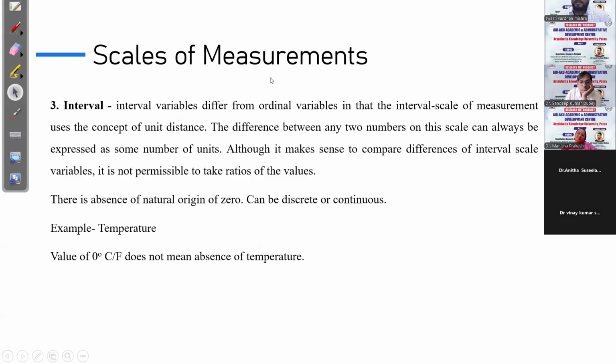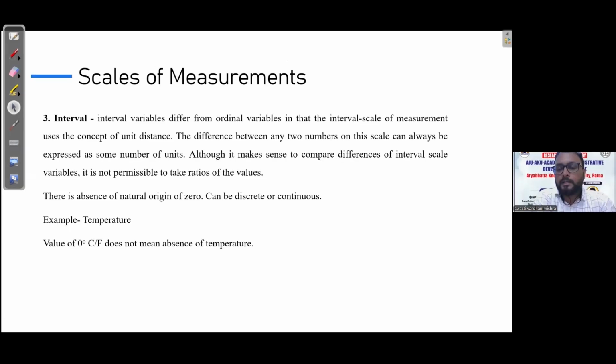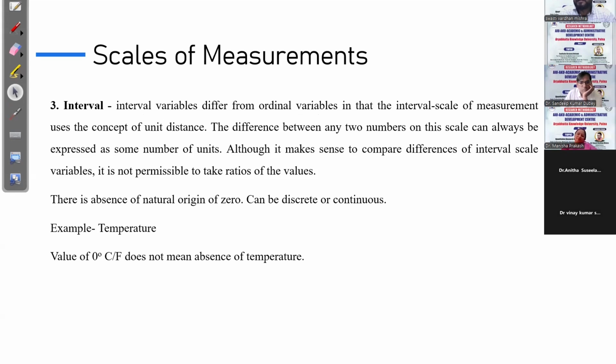Now coming to interval data. Interval data is the data that you see, for instance, temperature. The problem with interval data is there is absence of natural origin of 0. You cannot have a natural or absolute 0. 0 means there is absence. If you say how many humans reside there, you say 0, 0 means none. But if you say the temperature there is 0 degrees Celsius or 0 degrees Fahrenheit, that does not mean the absence of temperature. It means temperature is there, whose value is 0. So you cannot basically find the ratio for these types of data.